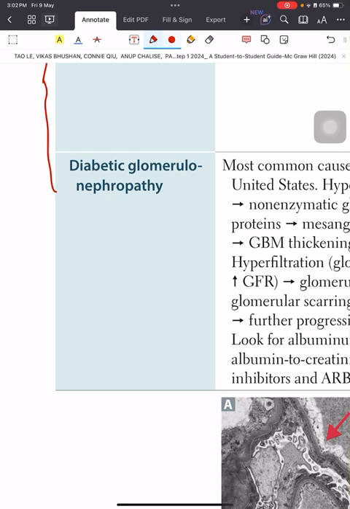So the same happens over here. There is glycation of the basement membrane and efferent arteriole, right? So this is your glomerulus, and then efferent. So when there is glycation over here, there will be vasoconstriction, right?